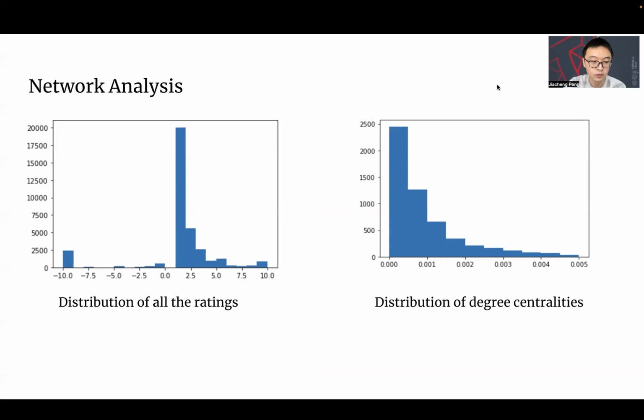And we did some preliminary analysis of the network. You can see in the first chart the distribution of all the ratings. You can see that if a user finds another user trustworthy, they will tend to give them a score between +1 to +3. If the user finds another user untrustworthy, they will give them an extreme score of -10. And the second chart shows the distribution of the degree centralities.